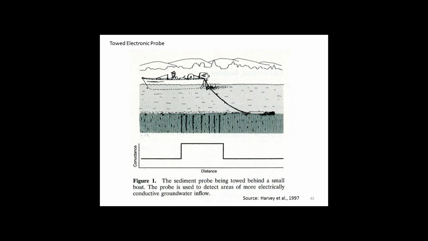On a larger scale investigation, there's the towed electronic probe. In this example, the probe is being towed across a lake bottom. The area in the middle represents a zone of groundwater influx, and as in the diagram below, where that groundwater is inflowing, it typically has a higher conductivity.